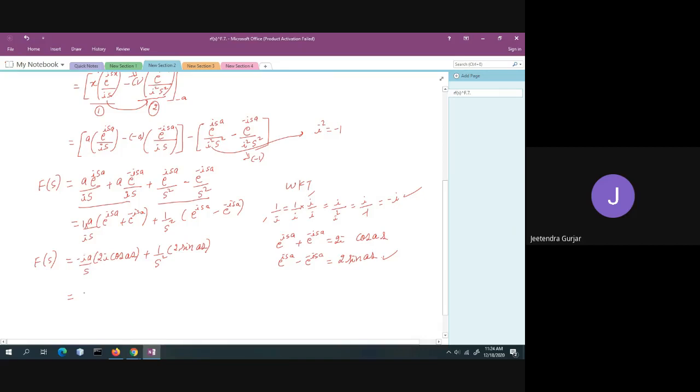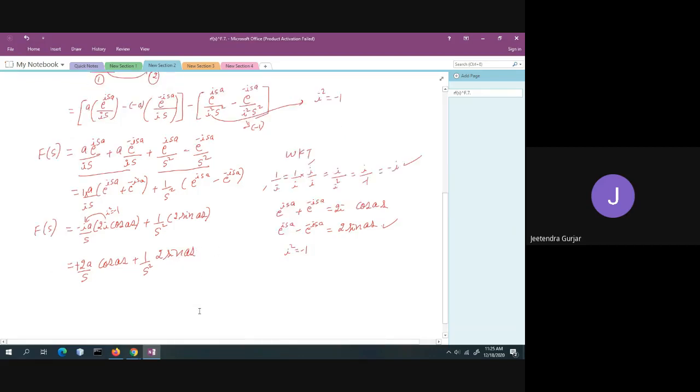So this will be like this: 2a i into i will become i square. i square is nothing but again minus 1. So minus 1 into minus 1 will become plus 1, divided by s, cos as. So please remember, i into i when multiplied will become i square, and i square is minus 1; minus 1 into minus 1 becomes plus 1. So this is 1 upon s square, 2 sin as.